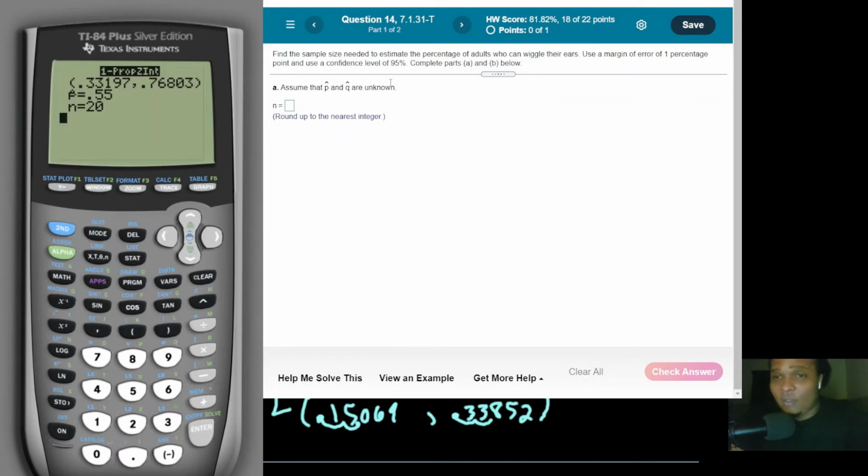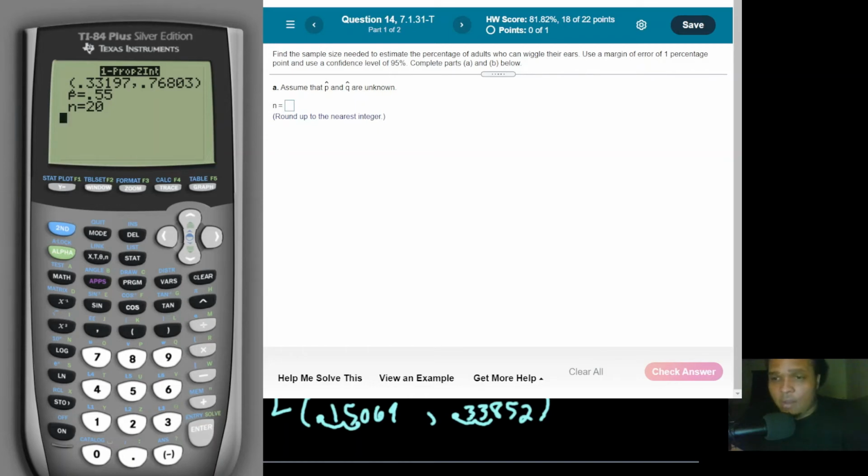Okay, now we're going to do something a little bit different. We're going to find sample size. So find the sample size needed to estimate the percentage of adults who can wiggle their ears. I cannot. My brother can, but I cannot. Anyway, use a margin of error of 1 percentage point. So your margin of error is your E, 1 percentage point, and use a confidence level of 95%.